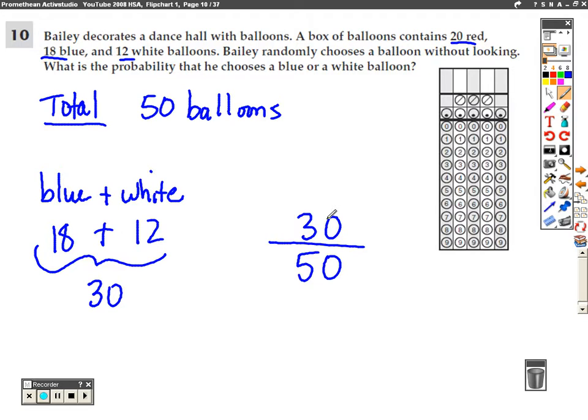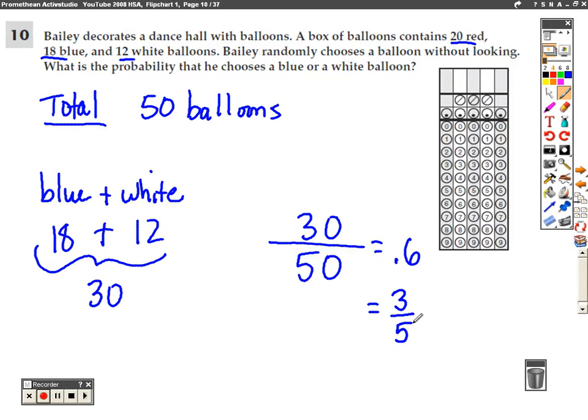Now, in a grid-in problem, you may bubble this in more than one way. One way is to keep it as a fraction and bubble in 30 with the fraction bar 50. Another way would be to use your calculator to change this into a decimal. So if we change this into a decimal, 30 divided by 50 gives me 0.6. A third way to bubble this in would be to reduce your fraction and have 3/5.